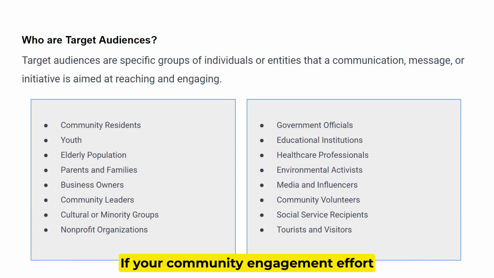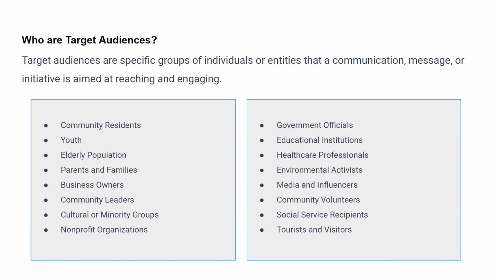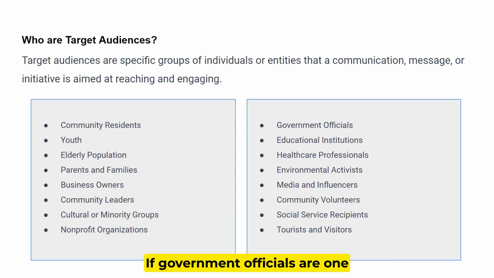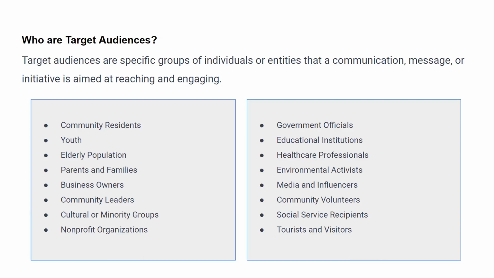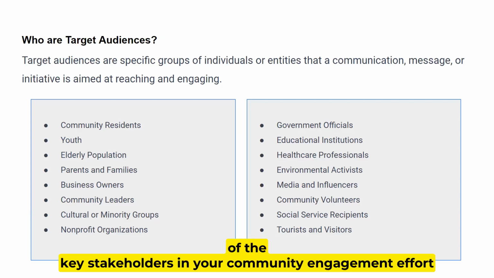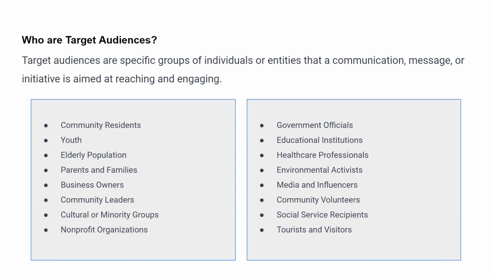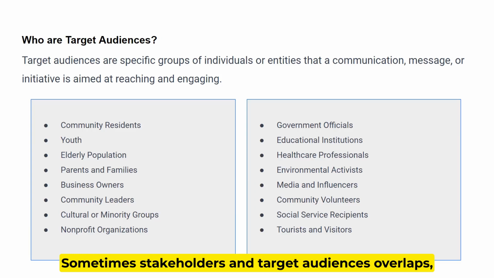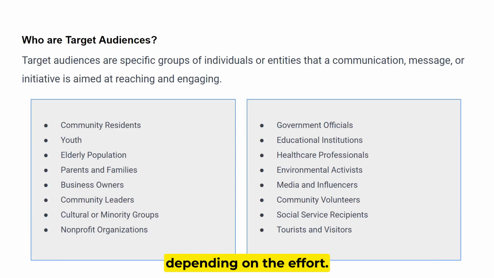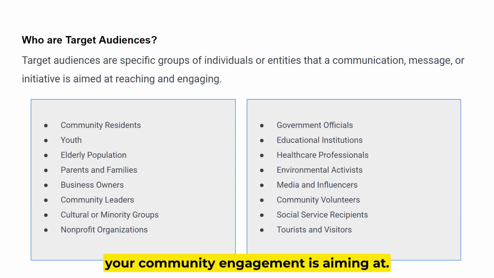If your community engagement effort is targeting government officials, then government officials fall under your target audience. If government officials are one of the key stakeholders in your community engagement effort, that means they will still belong to the key stakeholders category. So that is why I said sometimes stakeholders and target audiences overlap, depending on the efforts your community engagement is aiming at.